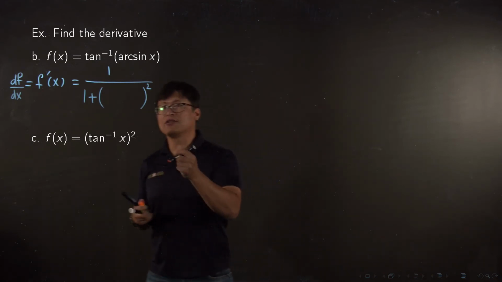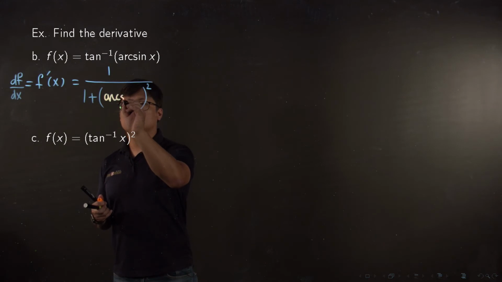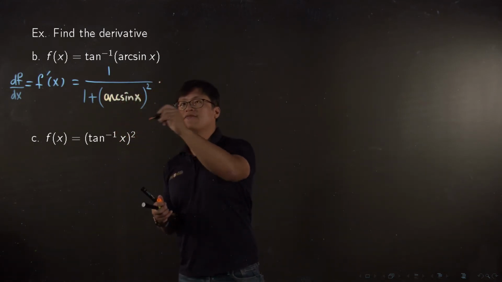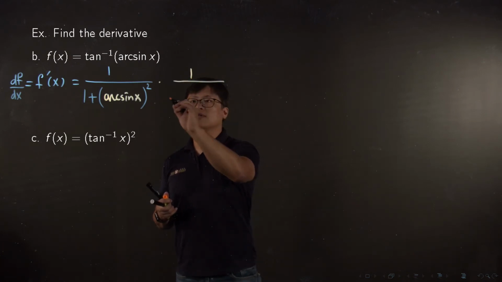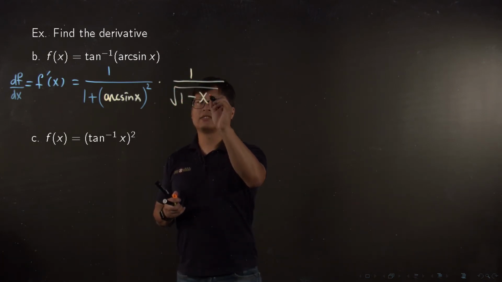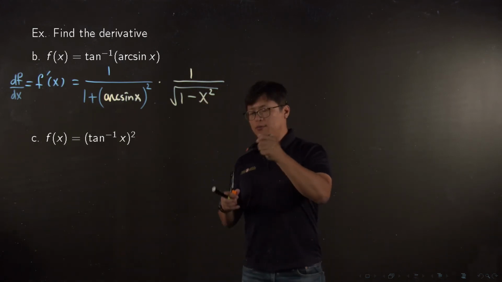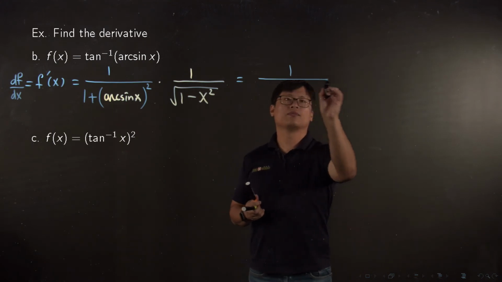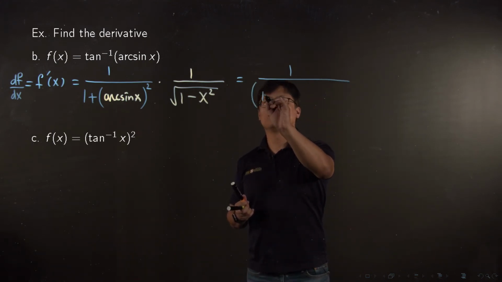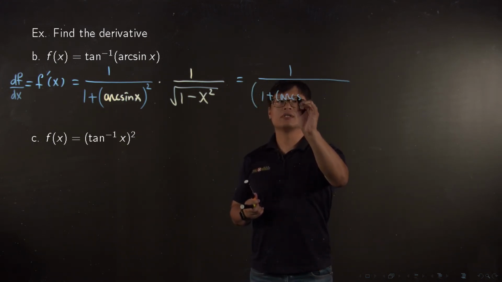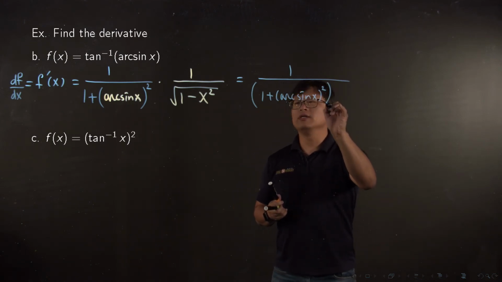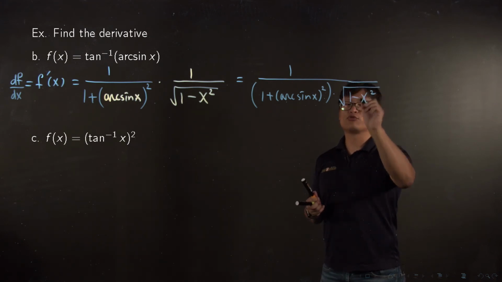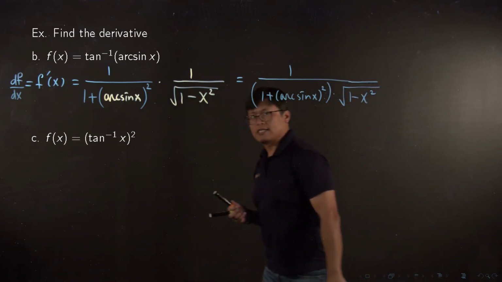And then what about the inside function? It is arc sine x. Once you write this inside function, you have to multiply by the inside function's derivative, which is 1 over the square root of 1 minus x squared. If you want me to rewrite this, it can be written as 1 over parentheses 1 plus arc sine x squared, times the square root of 1 minus x squared. That's it.